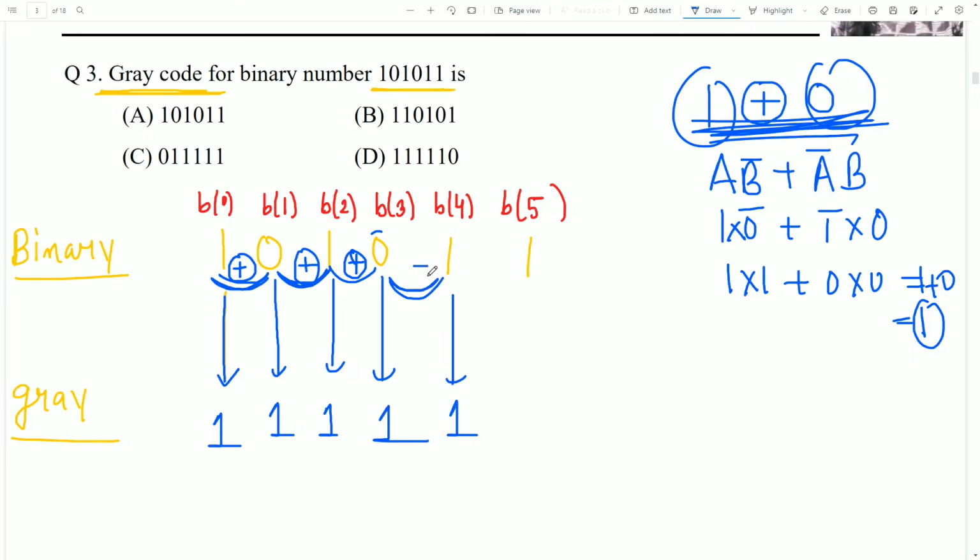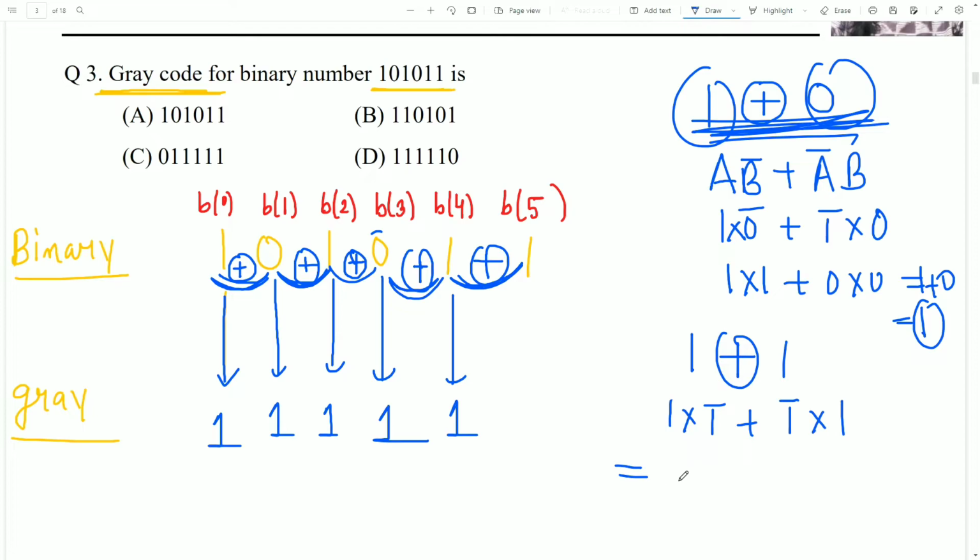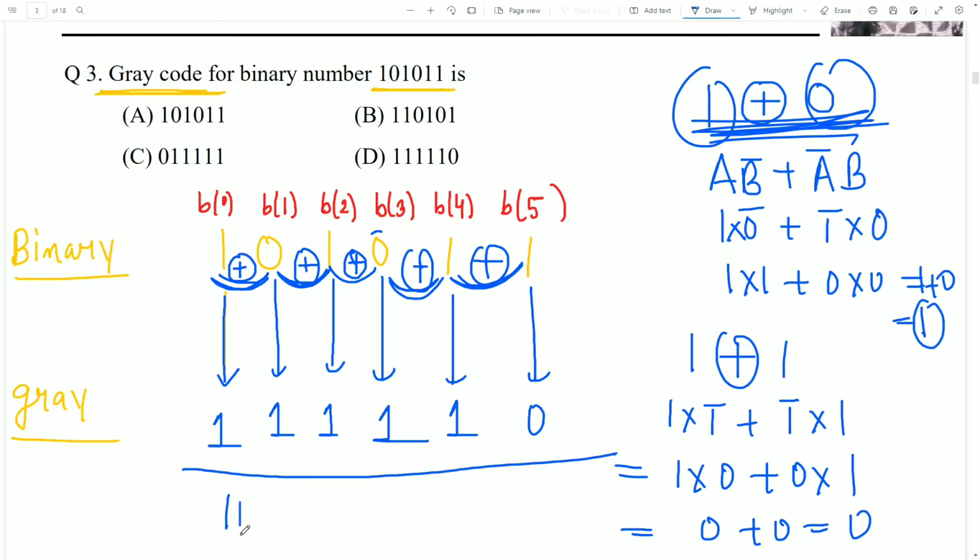The next two adjacent digits are 1 1. So now you need to find the XOR for these two 1 1. What will be the process? 1 multiplied by 1 bar plus 1 bar multiplied by 1. So it will be 1 multiplied by 0 plus 0 multiplied by 1, so it will be 0 plus 0 equals 0. So you will get 0. Fine. So your answer will be 1, 1, 1, 1, 1, 0. This is the gray code representation of the given binary number. So your correct answer is D.